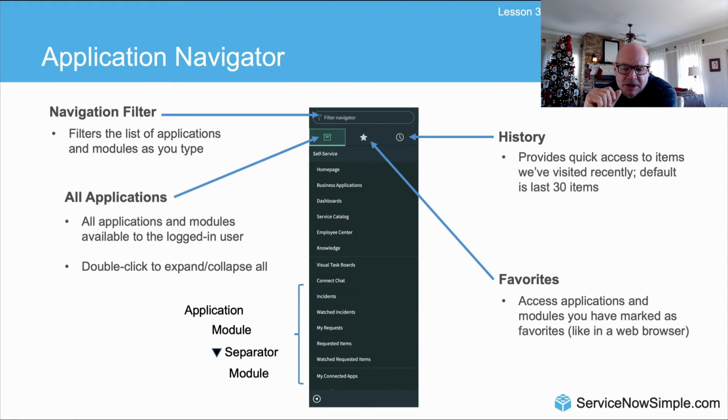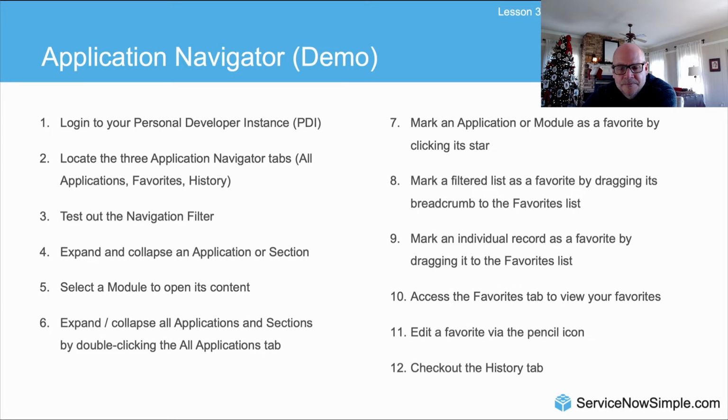So you can only create one level of separator. You can't have a separator beneath a separator and build an extensive tree, but you can group things using the separator. But it's really all about clicking on either application links or module links to get to the content that you're looking for to get your work done. Okay, so that is it for the Application Navigator.